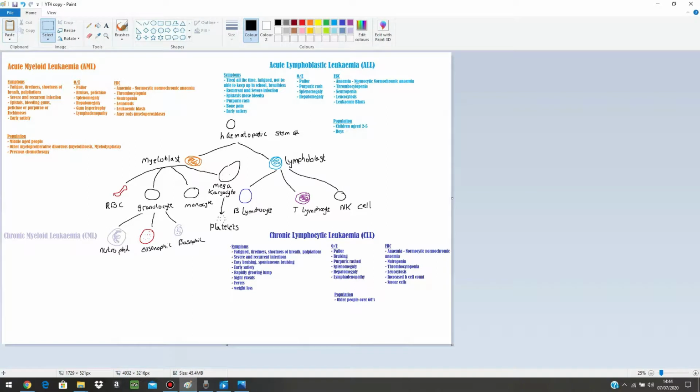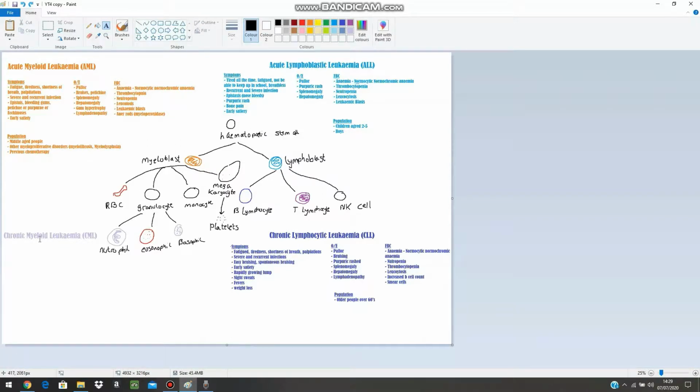Okay, so we've talked about the acute myeloid leukemia. Now let's talk briefly about chronic myeloid leukemia. So what do we actually mean by chronic myeloid leukemia? Well, from the word chronic, we know it's going to be a condition that takes some time to come on.